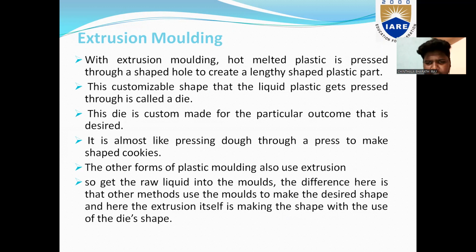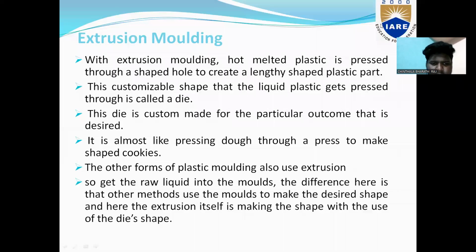The other forms of plastic molding also use extrusion, so they get the raw liquid into the mold. The difference here is that the other methods use a mold to make the desired shape, and here the extrusion itself is making the shape with the use of the die.